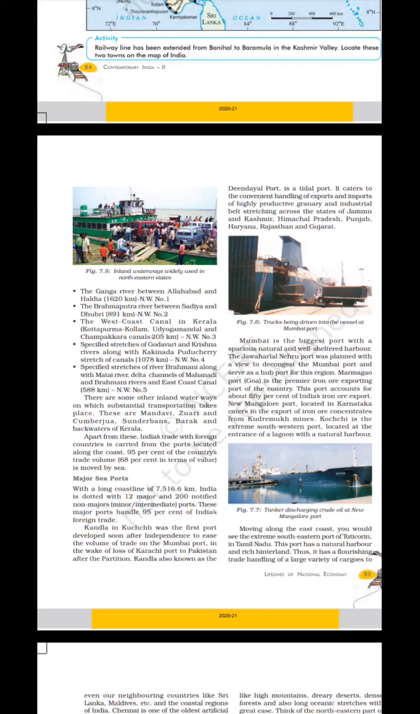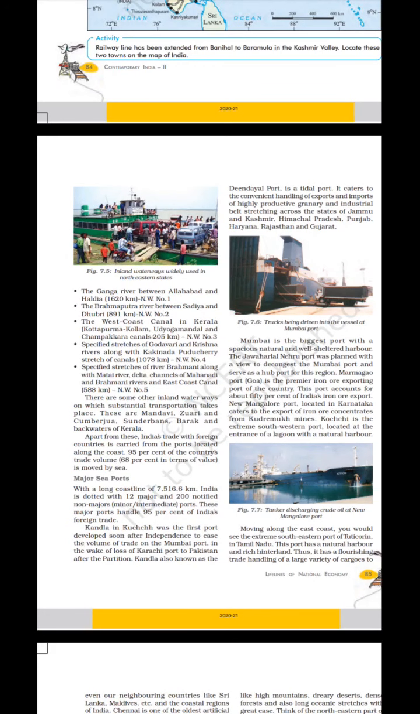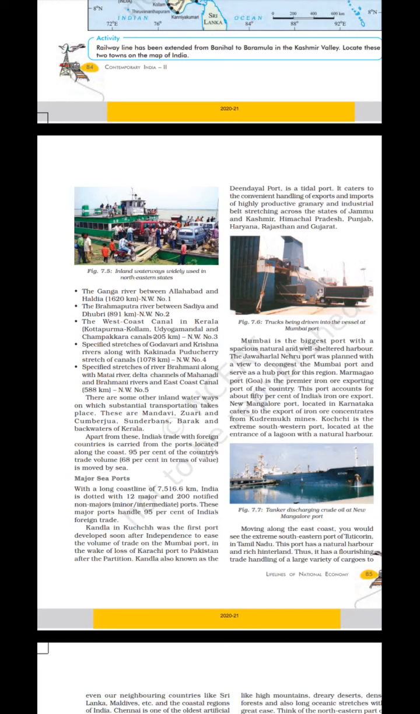Number 4. Specified stretches of river Brahmani along with Mathai river, delta channels of Mahanadi and Brahmani rivers and East Coast Canal, 588 kilometers. Number 5. These are some other inland waterways on which substantial transportation takes place. These are Mandovi, Zuari, Cumberjua, Sundarbans, Barak, and backwaters of Kerala.